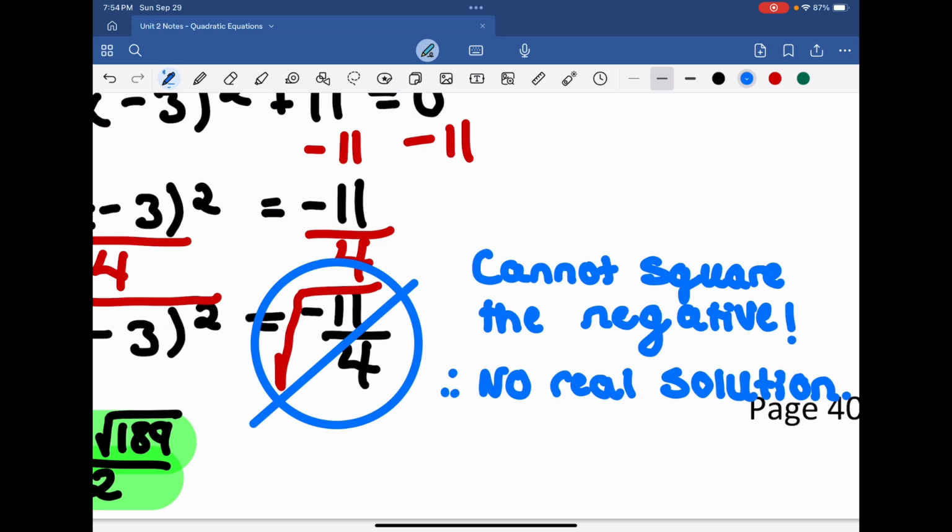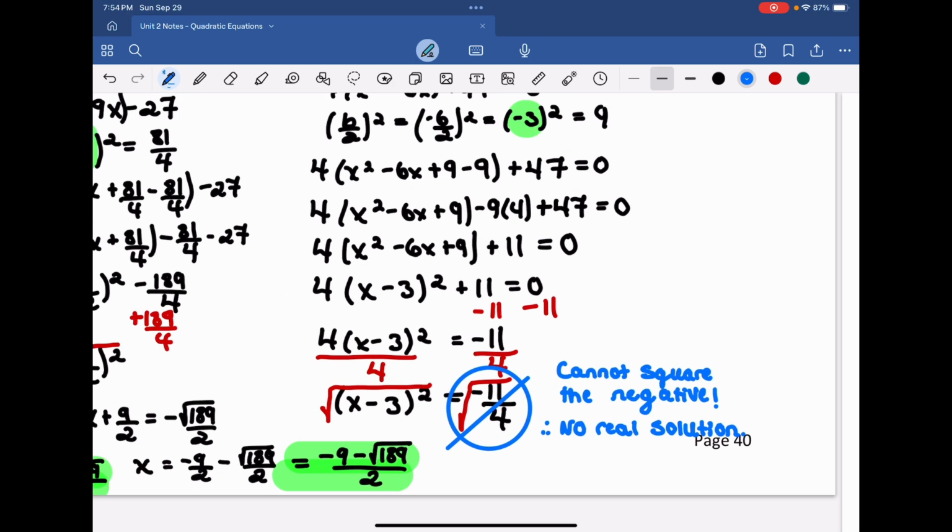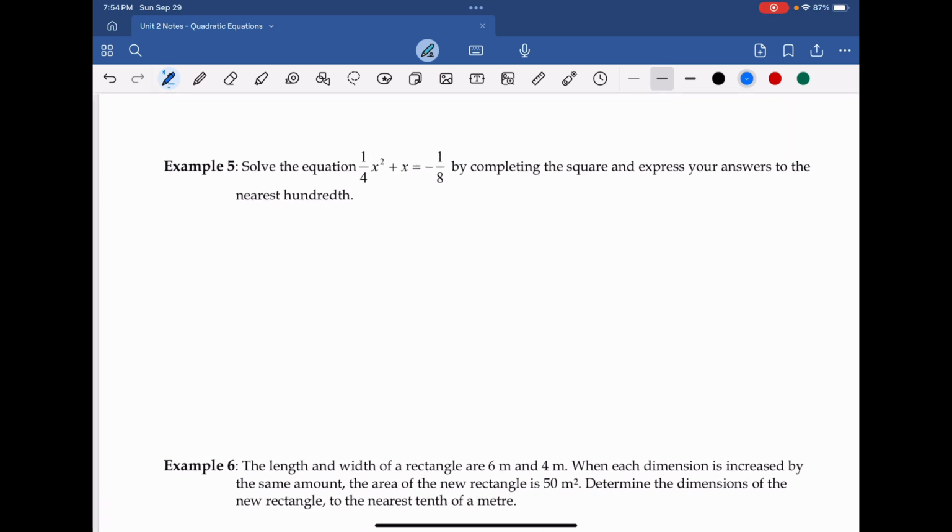Non-real solutions just mean it doesn't cross the x-axis, but technically it would be an imaginary number. So once we introduce that plane, it would have these solutions. But for this, it is a non-real solution, or there's no real solution to this question here. Okay, let's move forward into our next example.